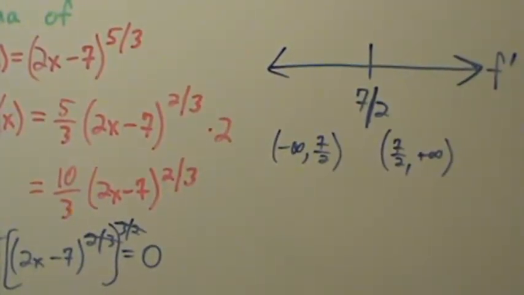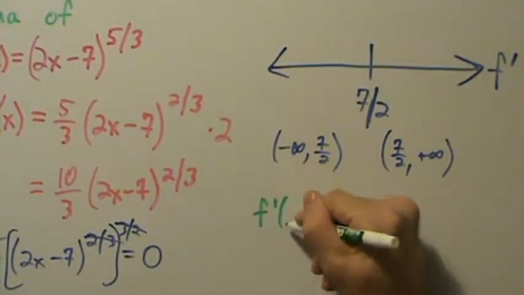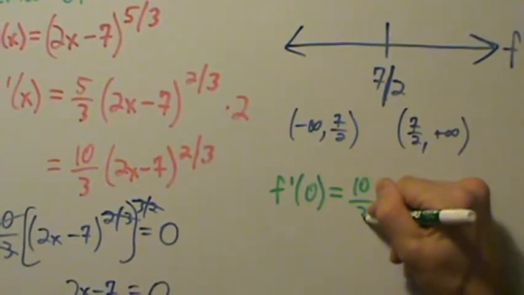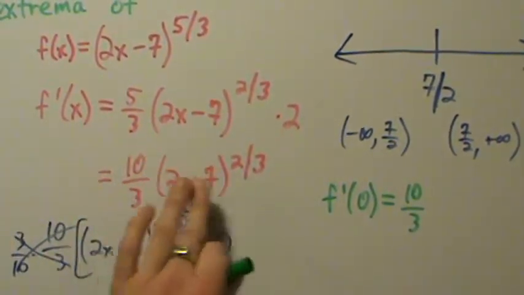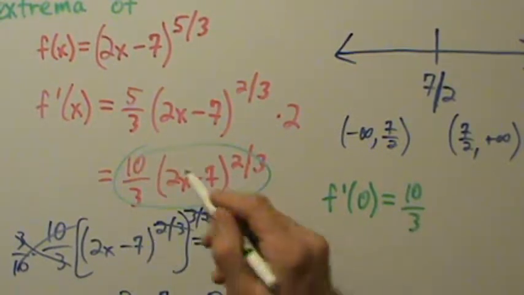So if we pick 0, let's use a different color here. So let's pick a 0. So f prime of 0 equals what? So here's our derivative, f prime of x. So f prime of x equals this, simplifies to this. So we're going to take our numbers that we choose and plug them into here.